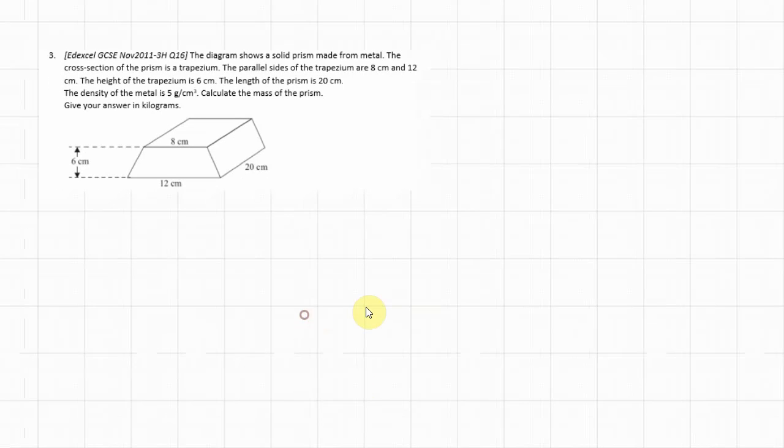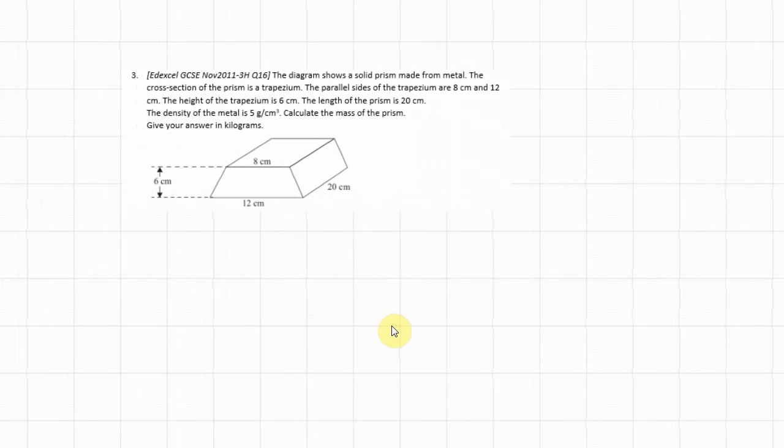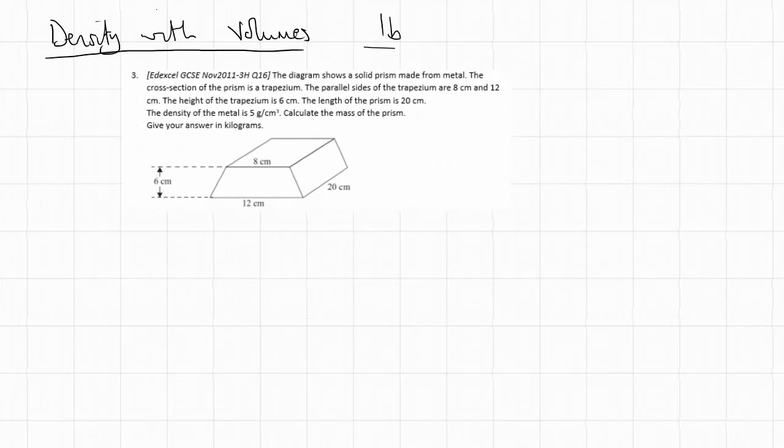Hi, I'm going to go through the density with volume exercise 1b, from last lesson. You'll recognise the questions because you'll have had a go at them, or you'll have at least had time to look at them. I'm going to go through these four.